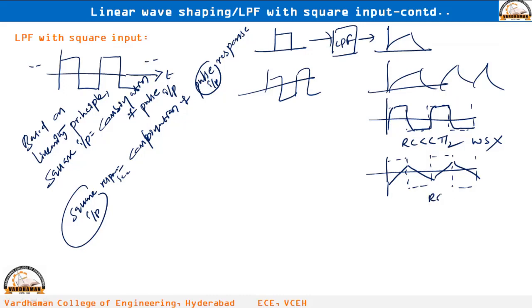So, this is when you take RC very much greater than T/2. Like this we are taking. Okay. So, in this particular case, what did we get here? Square wave you have applied, but output is triangular wave. That means it is the integration of the square. Okay, triangle is equal to integration of square.